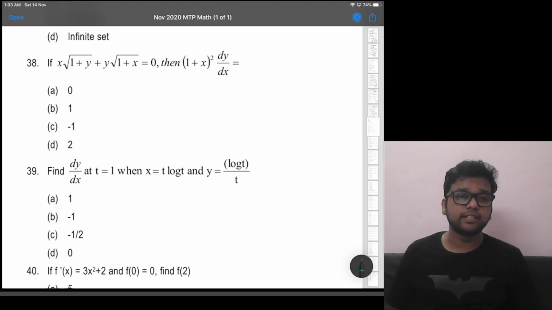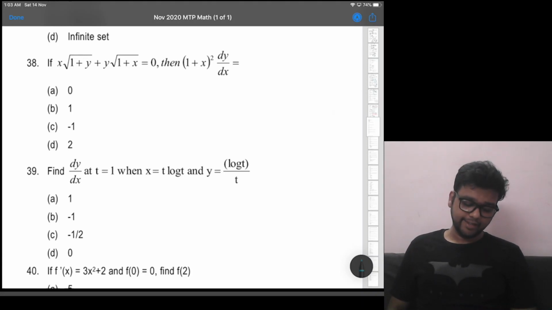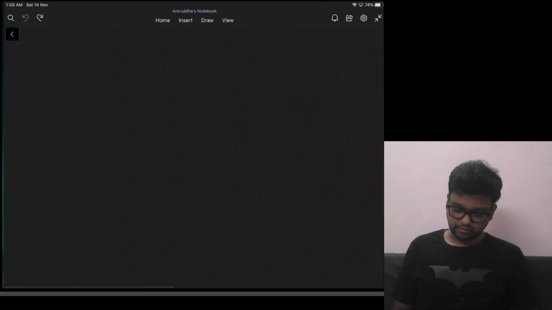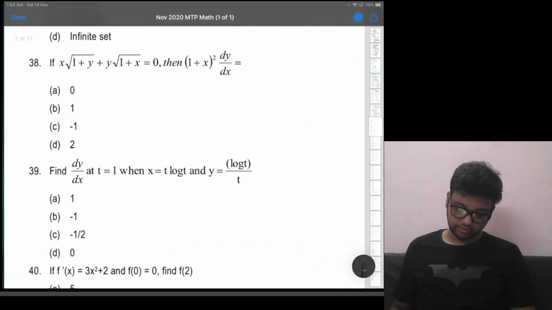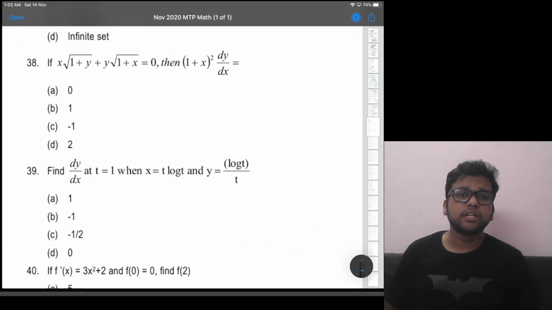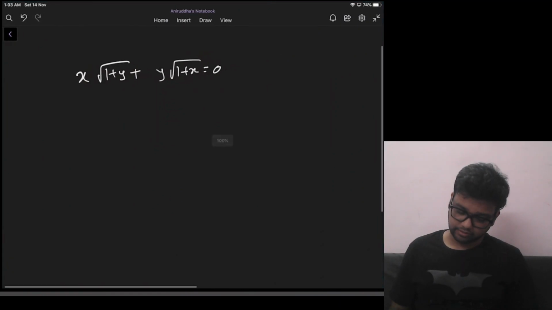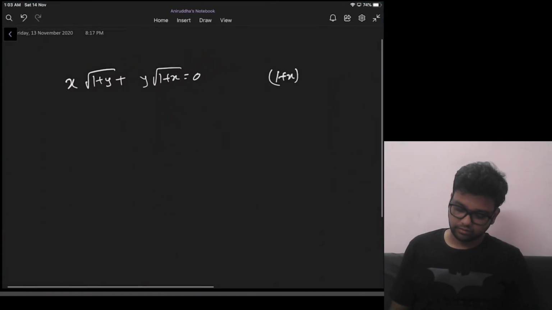Concentrate now. I'll have to solve it at some other place. x root 1 plus y plus y root 1 plus x is equal to 0, I think. Yes. Then they are asking what is 1 plus x square into dy by dx. Fine. 1 plus x bracket square into dy by dx.